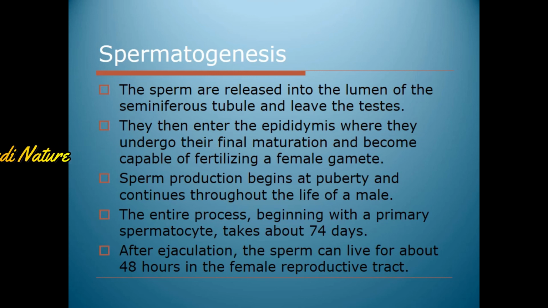Sperm production begins at puberty and continues throughout the life of a male. The entire process, beginning with a primary spermatocyte, takes about 74 days. After ejaculation, the sperm can live for about 48 hours in the female reproductive tract.